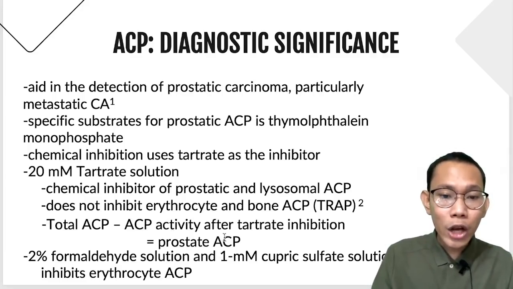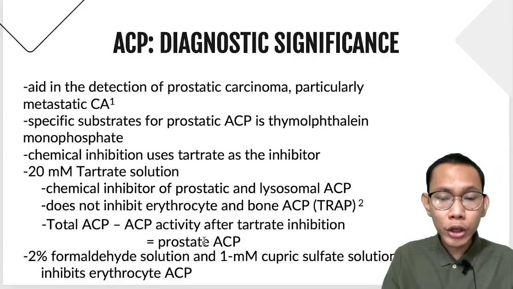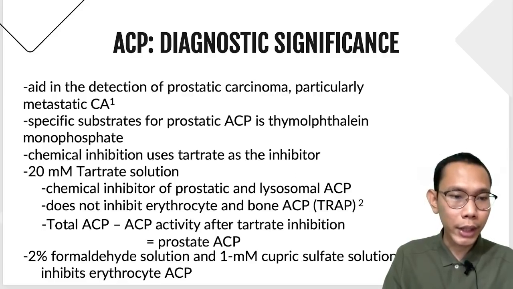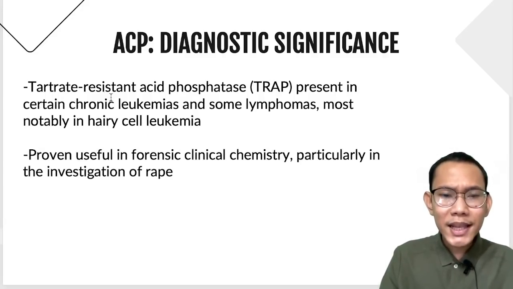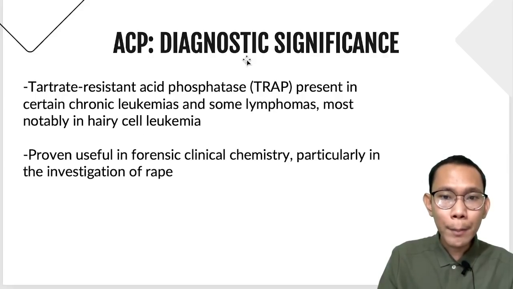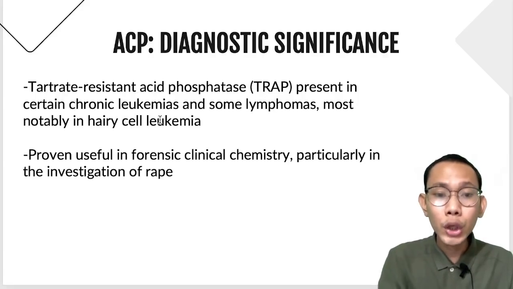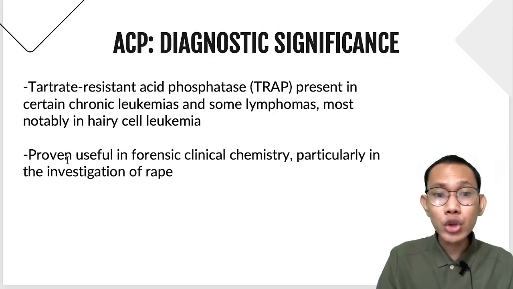Again, the reaction is not entirely specific for your prostatic ACP. Because remember, your lysosomal ACP are also inhibited by your tartrate. Your tartrate resistant acid phosphatase or your TRAP is present in certain chronic leukemias and some lymphomas, most notably in hairy cell leukemia. So remember that your TRAP can be found in different types of your leukemias. It has also proven useful in your forensic clinical chemistry, particularly in the investigation of rape.